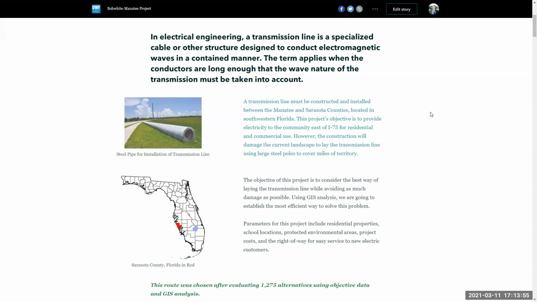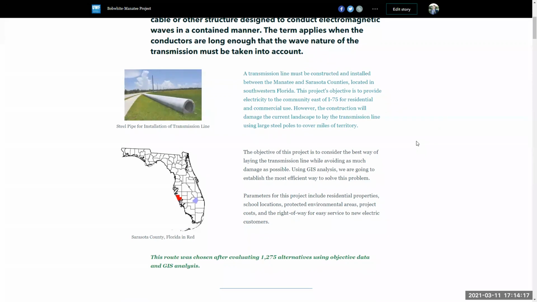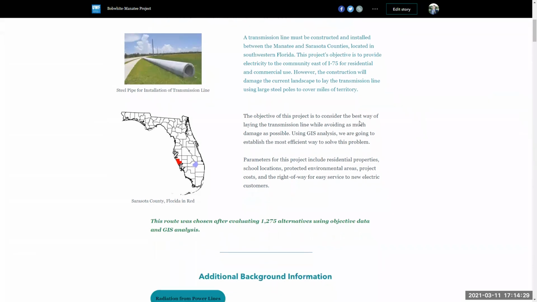In particular, we know a few parameters already, such as they are going to use steel insulation, and this transmission line is going to be laid between Manatee and Sarasota County, across the two counties in southwestern Florida. The objective is to provide the community electricity east of I-75, and we want to do so as efficiently as possible. And we'll get into that more as the presentation goes on.